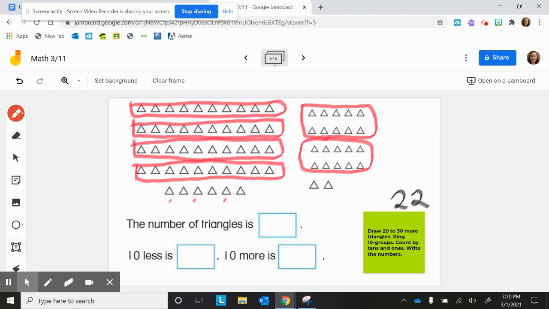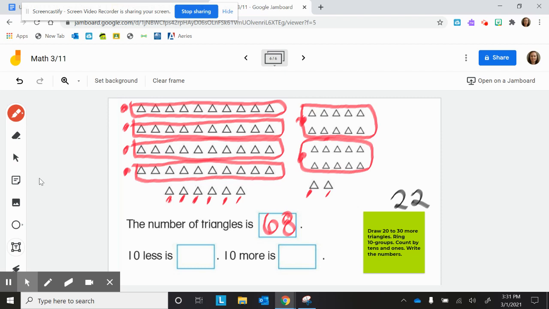Now, what we're going to do is figure out the number of triangles by counting by tens first and then by ones. Are you ready? Okay, let's do this. Count by tens. 10, 20, 30, 40, 50, 60, 61, 62, 63, 64, 65, 66, 67, 68. 68. Very good. Now, boys and girls, they are asking us, what is 10 less than 68?